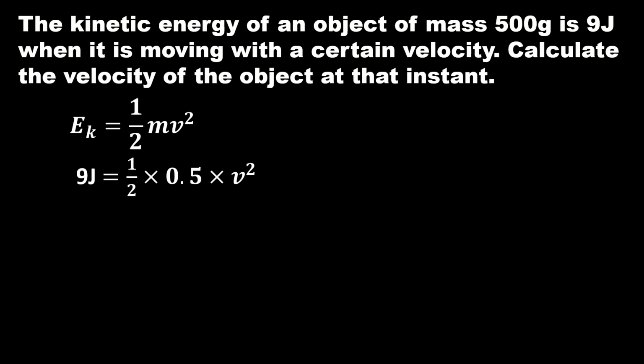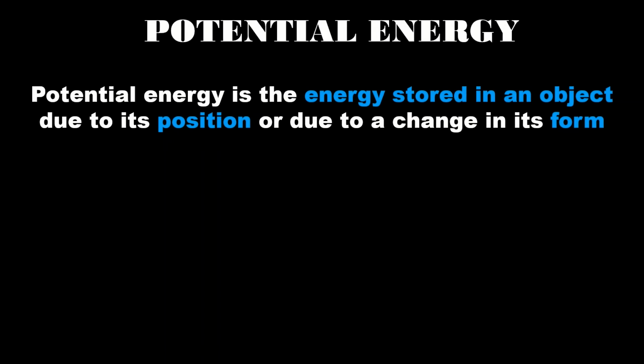Velocity, we don't know, we must find it. So 9 joules is equal to half times 0.5 times v squared. We can write it as 9 times 2 divided by 0.5, which gives us v squared is equal to 36. So v is equal to 6 meters per second. So that's the answer. Now let's have a look at potential energy.